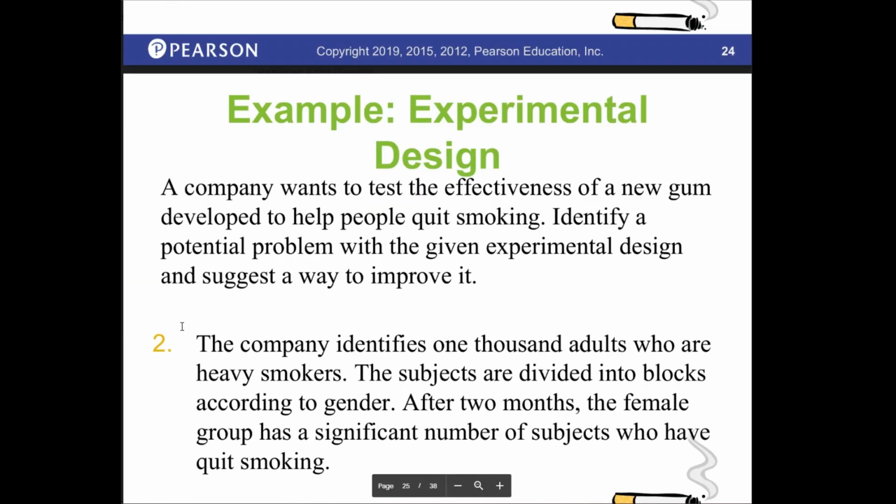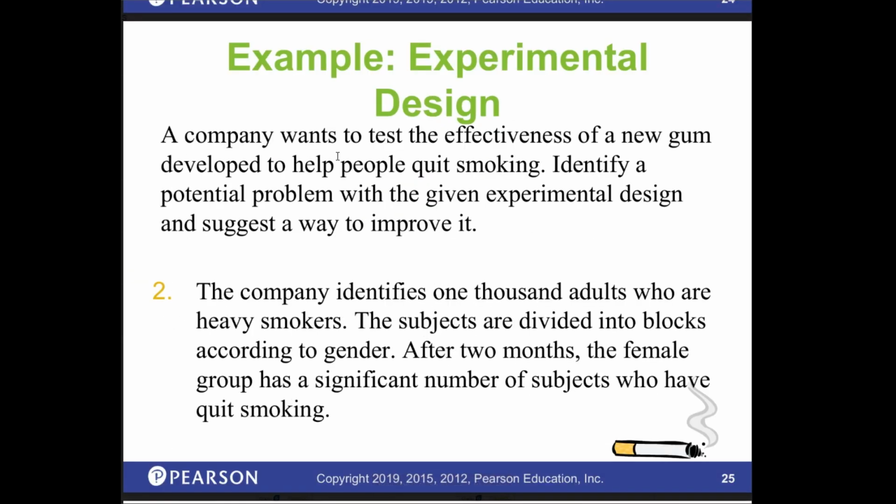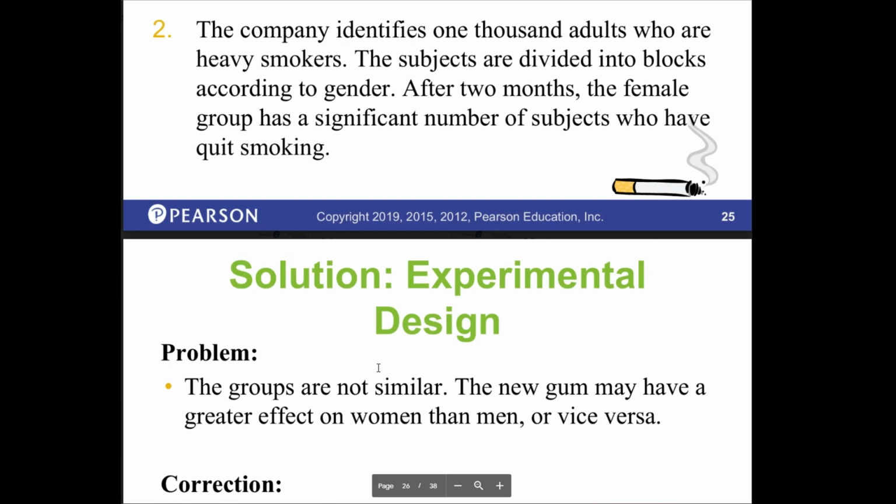And then another example would be a company wants to test the effectiveness of the new gum again. So the company identifies 1,000 adults who are heavy smokers. The subjects are divided into blocks according to gender. After 2 months, the female group has a significant number of subjects who have quit smoking.